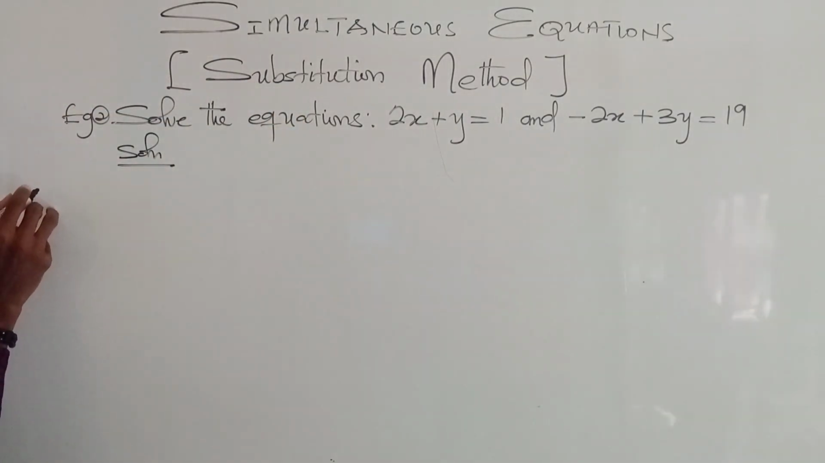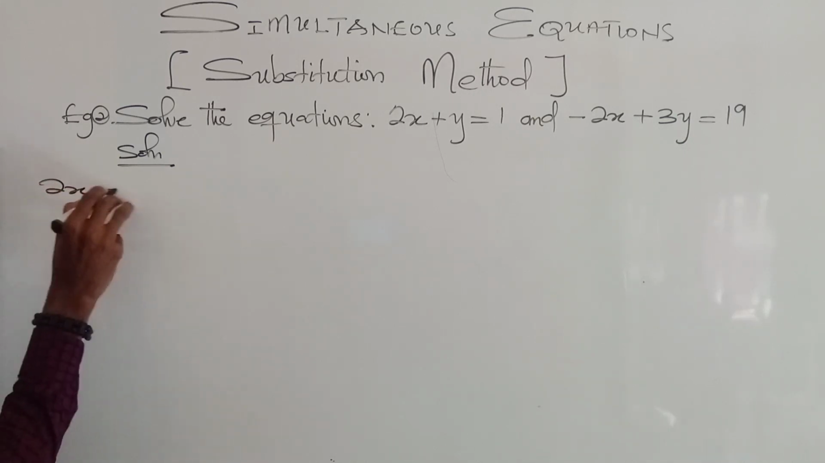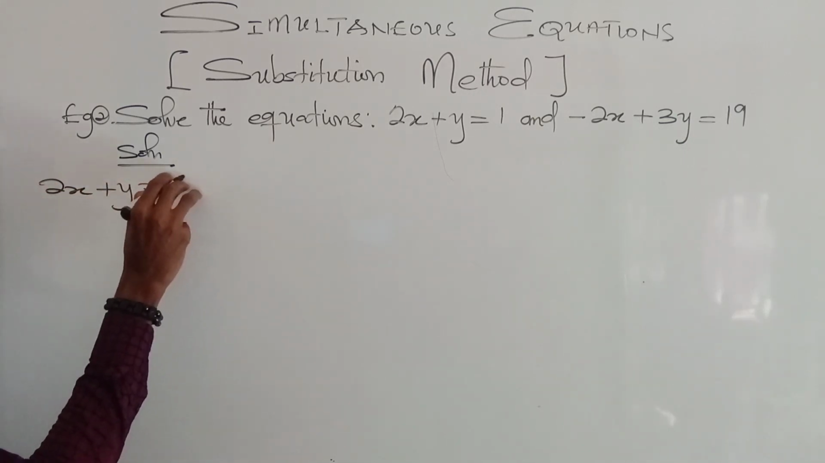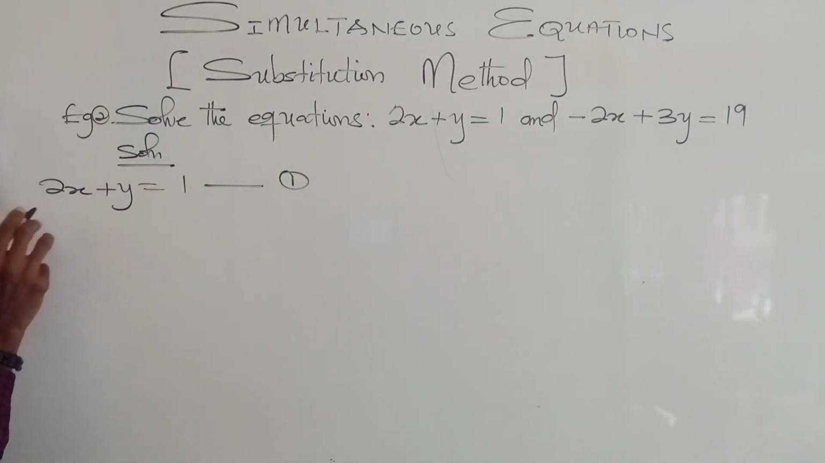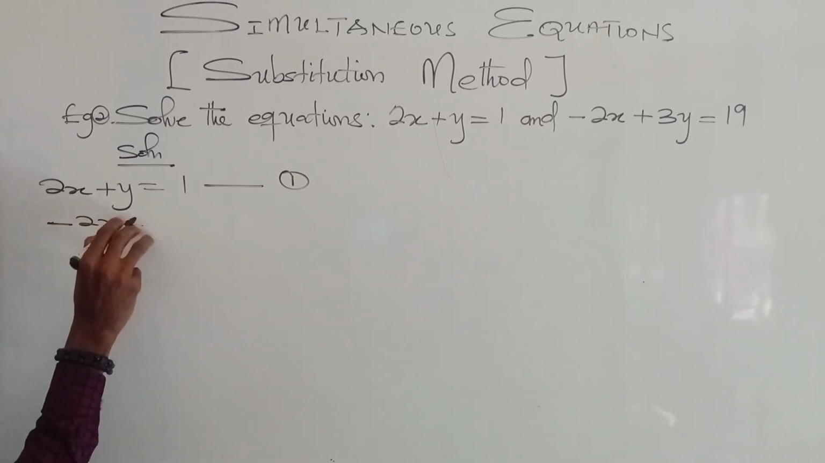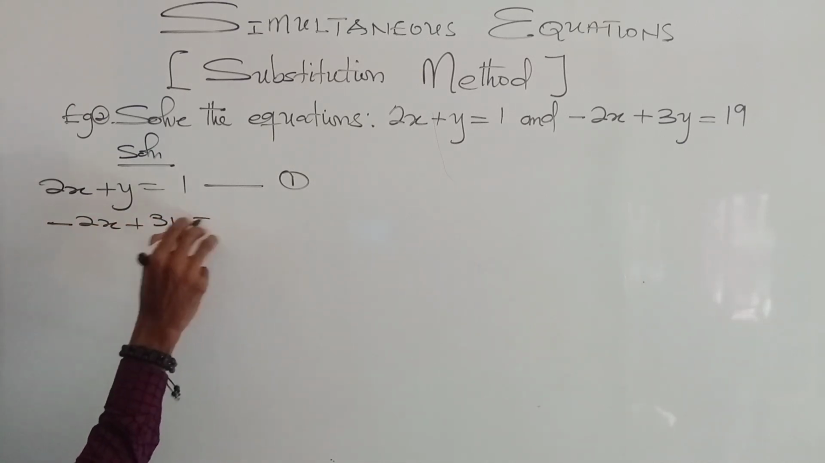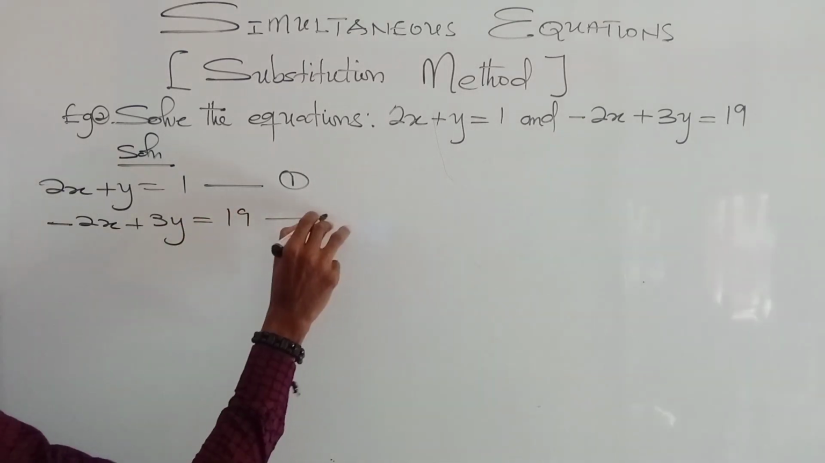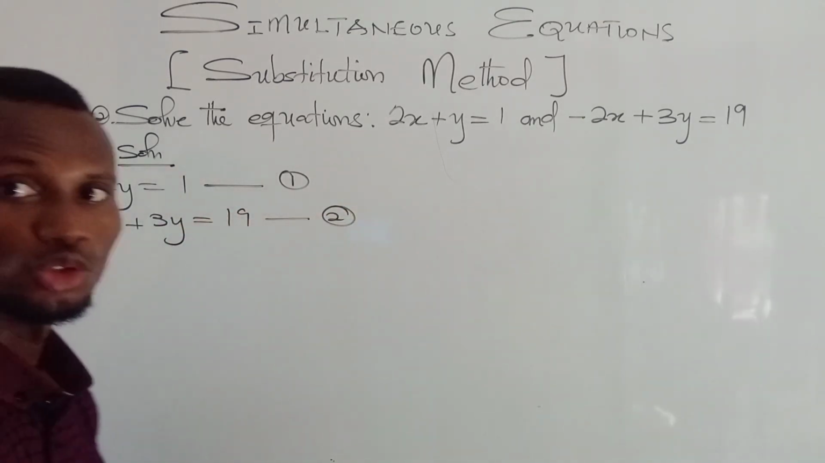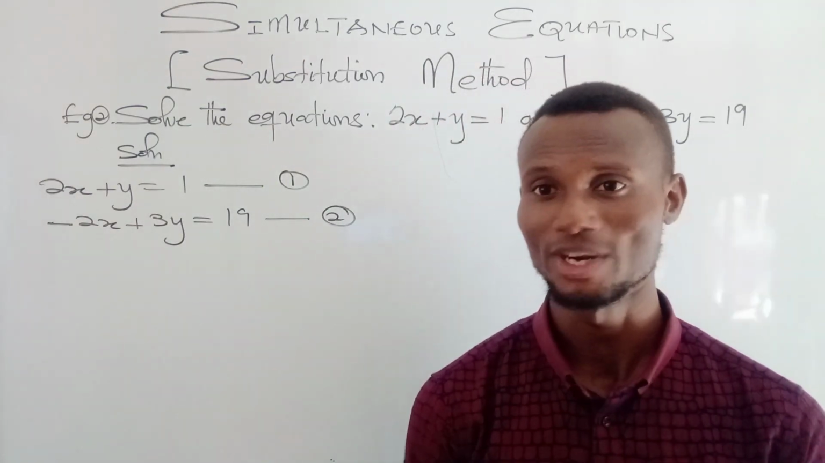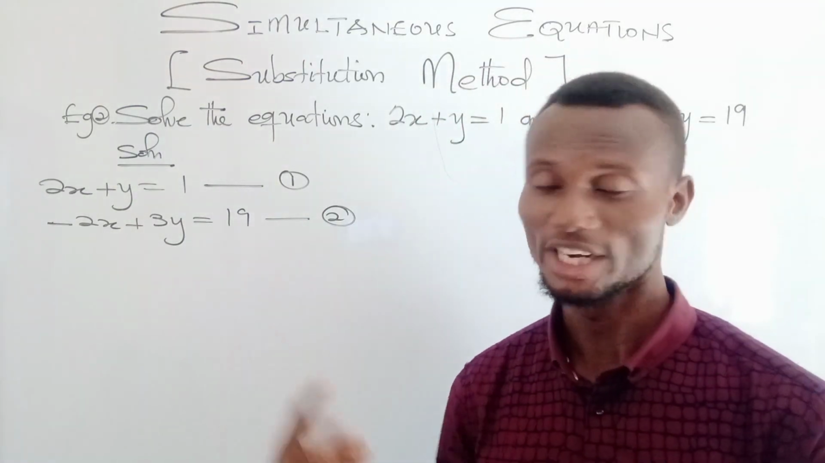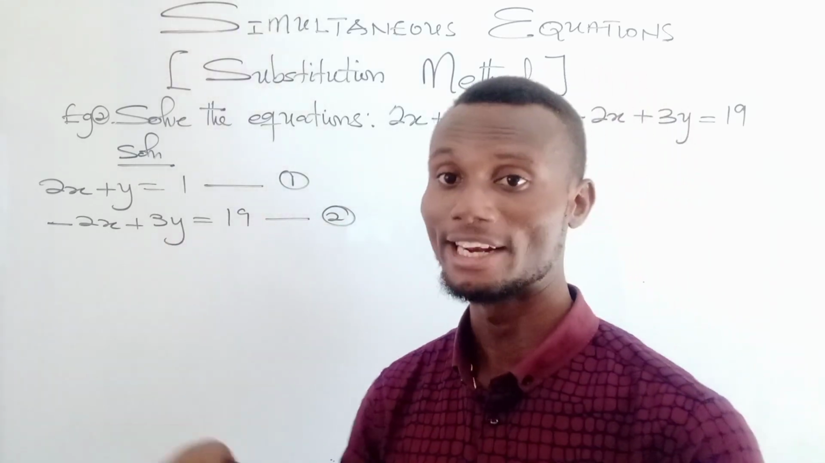So I'm going to write 2x + y = 1 and label it as equation 1. I'm also going to write -2x + 3y = 19, then I'll label it as equation 2. I hope you understand and you agree with me up to this point. All that we did is to label the equations as equation 1 and 2.